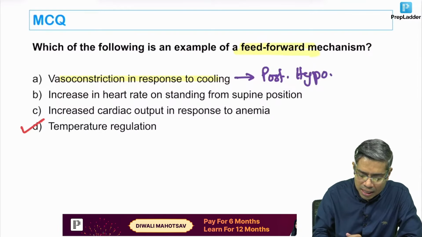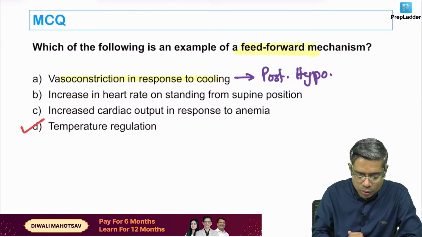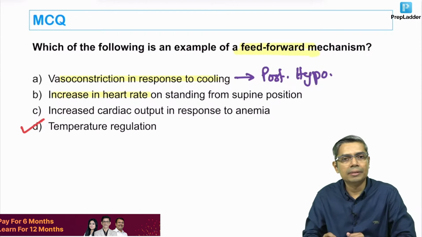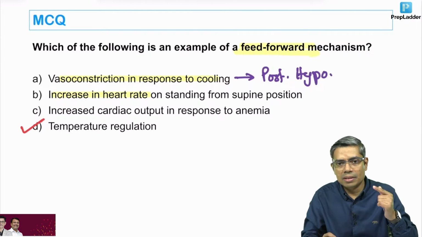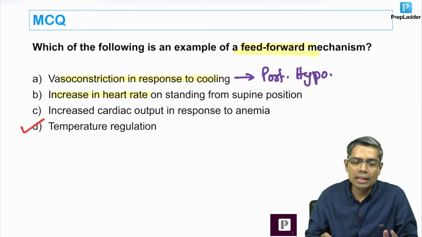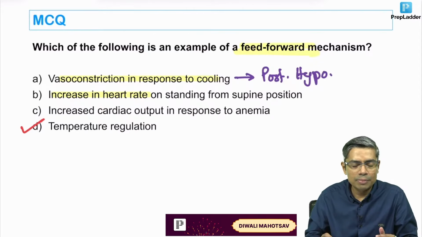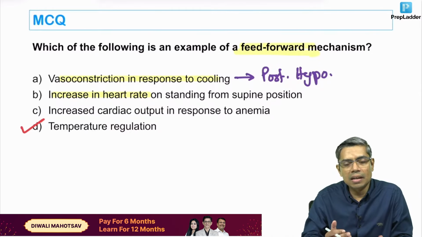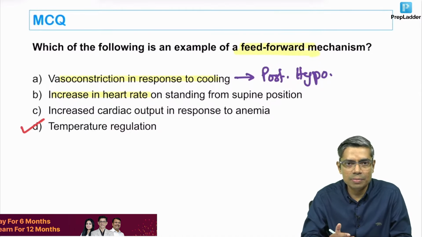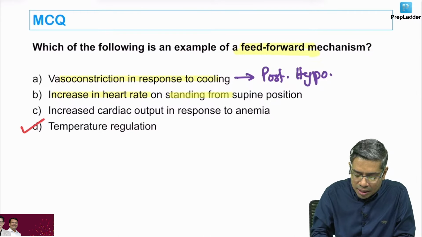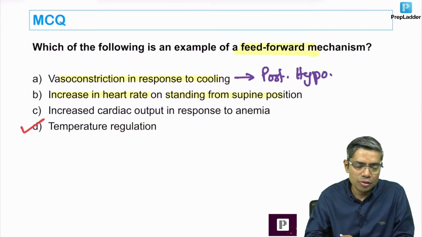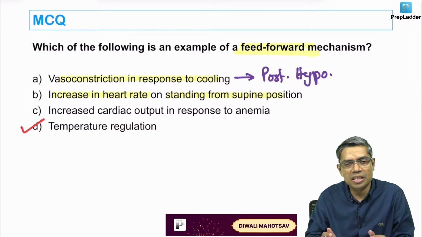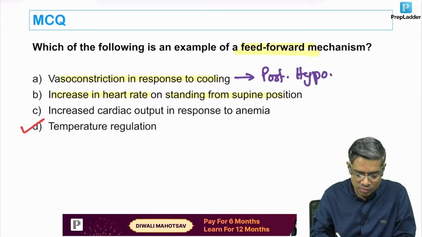Increase in heart rate in response to standing. Whenever there is an increase in heart rate even before the start of exercise, could you recall that was an example of a feed forward control system, because that has also been asked in the INI-CET. Increase in heart rate even before the starting of exercise is feed forward. But here, increase in heart rate on standing from supine posture. Whenever you change your posture, your heart rate changes. That is a feedback control system, not feed forward.